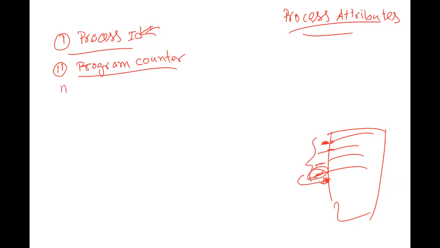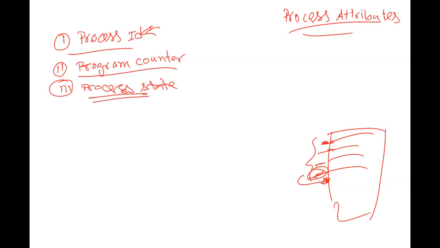And then another attribute is process state. You know about process state. It can be in different states: the running state, IO state, waiting state, or suspend ready, suspend IO, this kind of stuff. Process state is one of the attributes of a particular process.